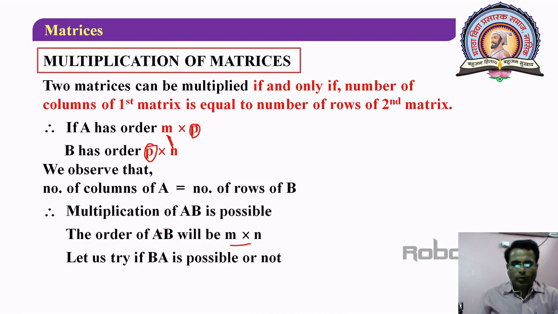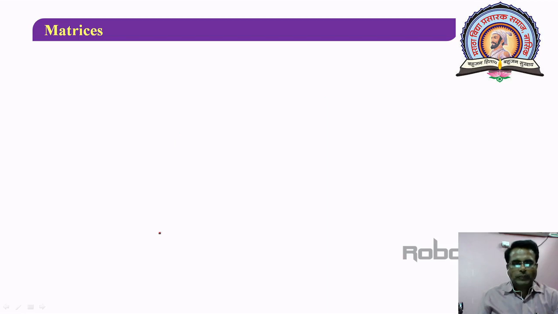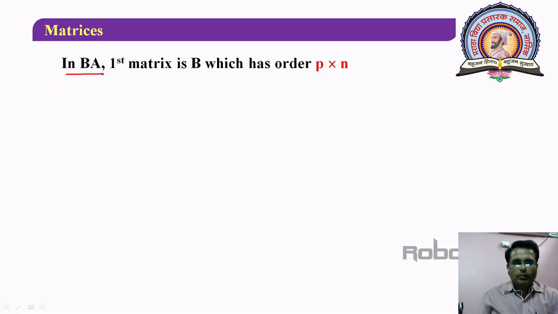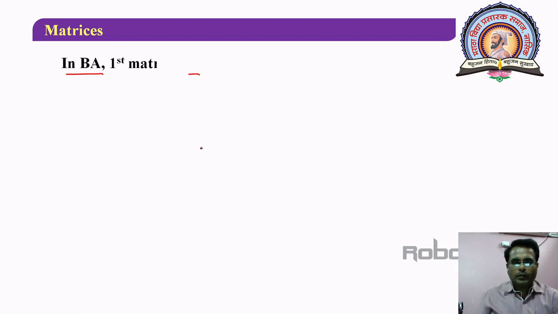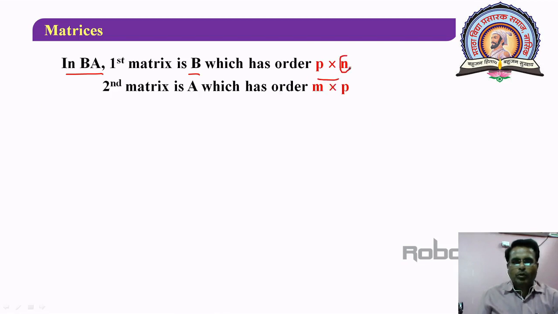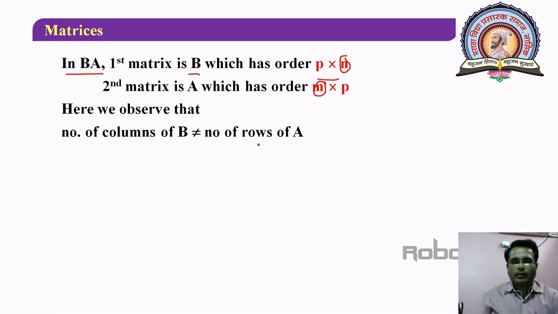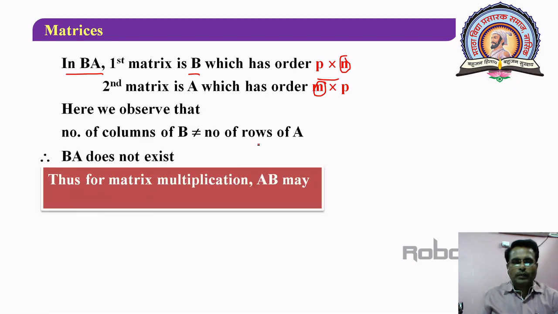Now let us try BA. Is it possible? Let us see. In BA the first matrix is B and its order is p by n, that we have seen previously. B is a matrix of order p by n and A is a matrix of order m by p. Now, is the number of columns in the first equal to the number of rows in the second? No. Therefore it is clear that BA is not possible, and therefore for matrix multiplication AB may or may not be equal to BA. Here we have seen that AB is defined but BA itself is not defined.